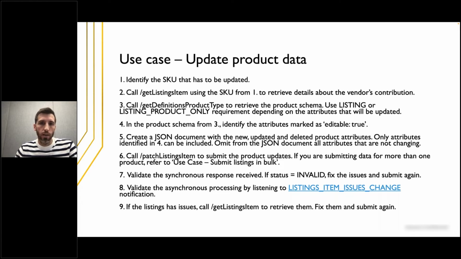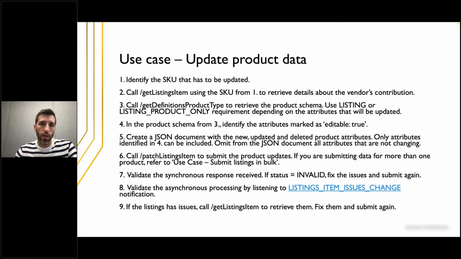You again validate that the data is correct, what you're going to submit, and then you can move ahead to step number 6. In this case, instead of using the put listings item operation as we did before for new products, we are using the patch listings item. This operation allows you to include only the information that's changing, so the payload will be smaller. The likelihood of getting an error is, of course, smaller as well, because you are including just the information that you want to change and not everything. So the patch listing item operation is ideal for this use case.